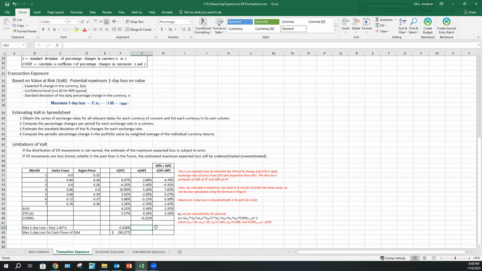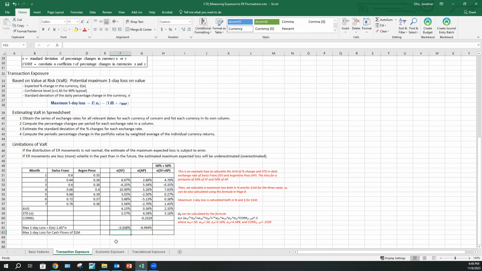Let's do the same thing for the Argentine peso. Again, the expected percentage change average minus 1.65 times standard deviation gives minus 6.994%. That is the maximum one-day loss for the Argentine peso. So we calculated this percentage change.